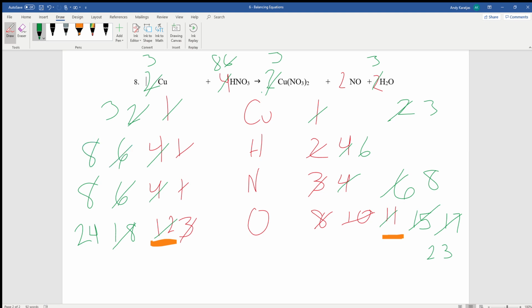And you can see we're getting somewhere now, because what's the difference now? We need 2 more hydrogens and we need 1 more oxygen. Well, that's just a molecule of water. We make that 4, and these are balanced. So our final coefficients here are 3, 8, 3, 2, and 4.